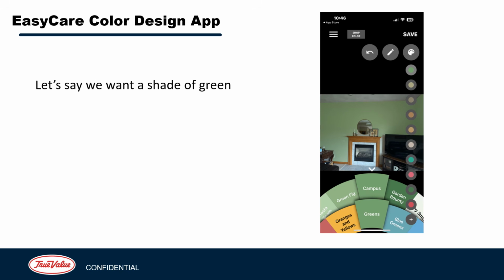So let's say we want to see what a green would look like. We would slide the first wheel on the bottom to green. Then click on that green box. This brings up another wheel of different greens. We simply turn that wheel to get the shade of green we want to try and click on it.